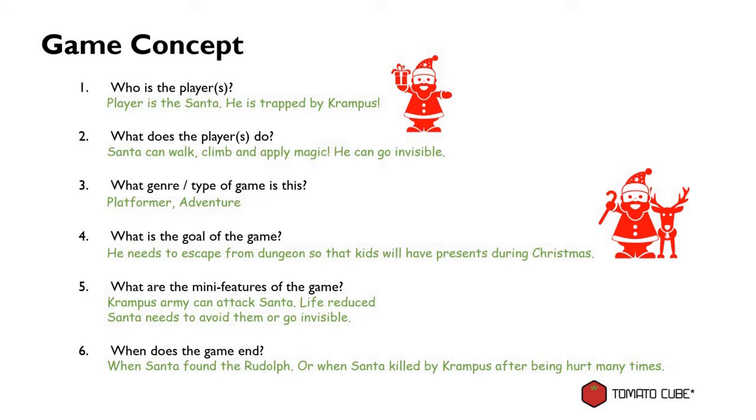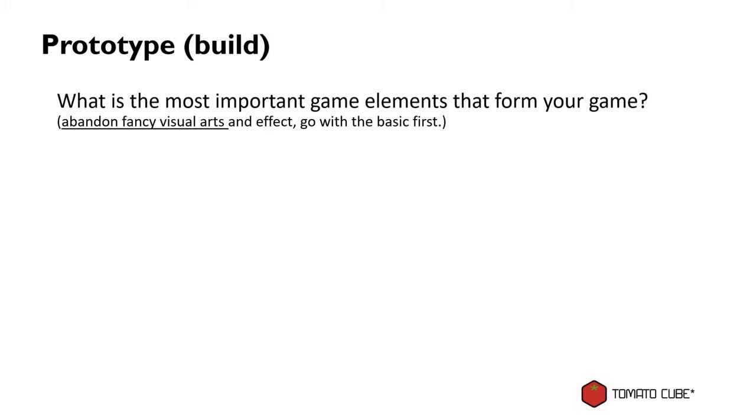I'm going to start building my prototype. Prototype means the basic items that we need in order for my game to function. So in order to build the prototype, we need to identify the most important game elements that form your game. That means we need to abandon all the fancy visual art and effects and just go with the basics. It's like when you want to build a car, we need to build the basic things: the car body itself, the car frame, 4 wheels, the car engine to move the car, as well as a pedal to accelerate and a brake to stop. So that's all you need to build a car.